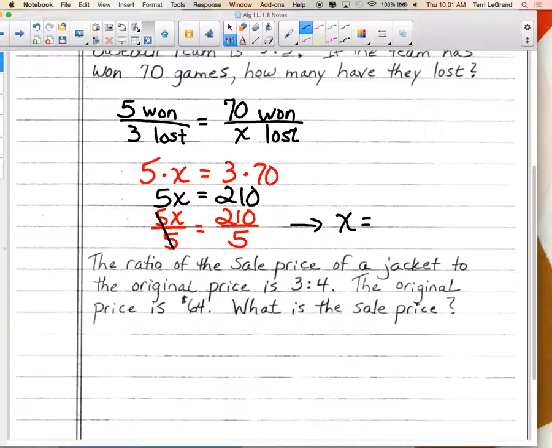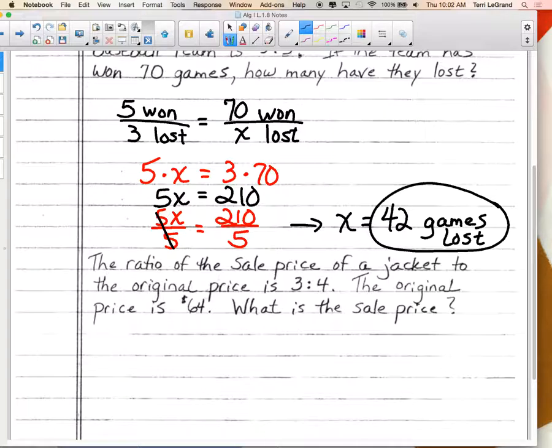What'd you get for X? What'd you get, Kate? 42 lost. 42. So 42 games lost, okay? And here we're going to insert the word games too. 42 games lost. But before we move on to the next column, we're going to say, does my answer seem reasonable? And give me some reasoning why you think our answer is reasonable. And don't say something about because we did the calculations right. Yeah, of course we did. We're good.